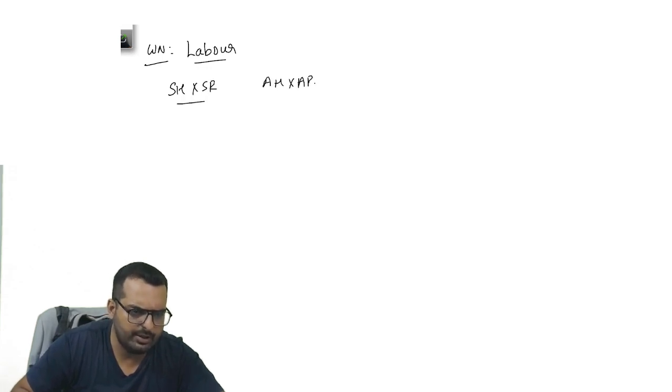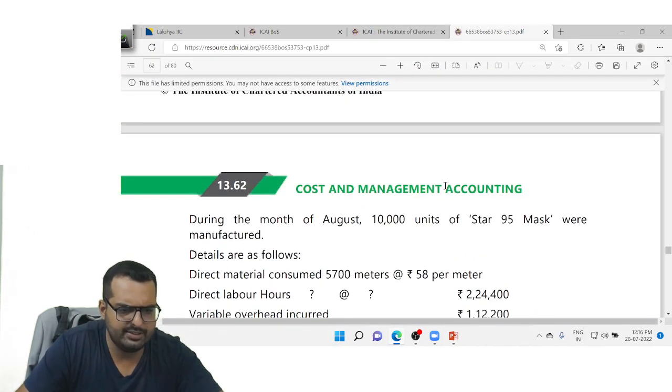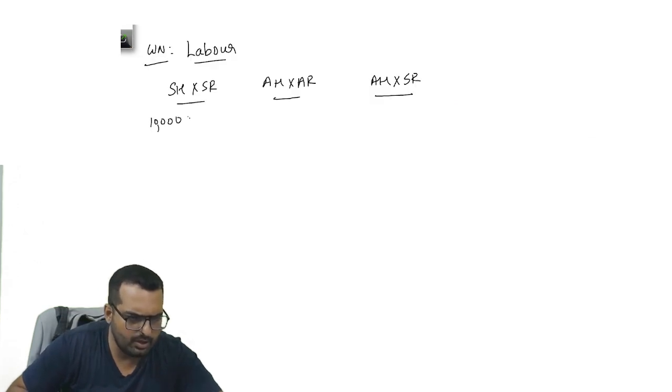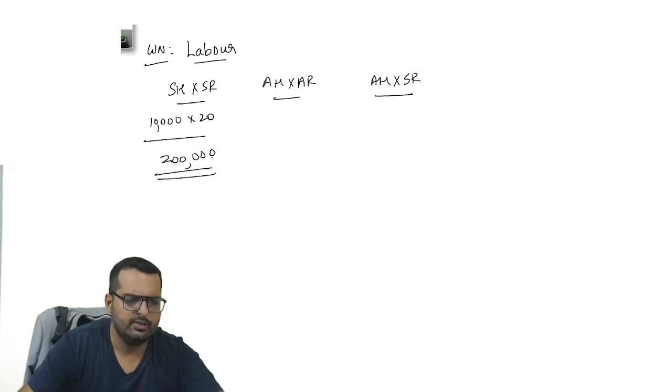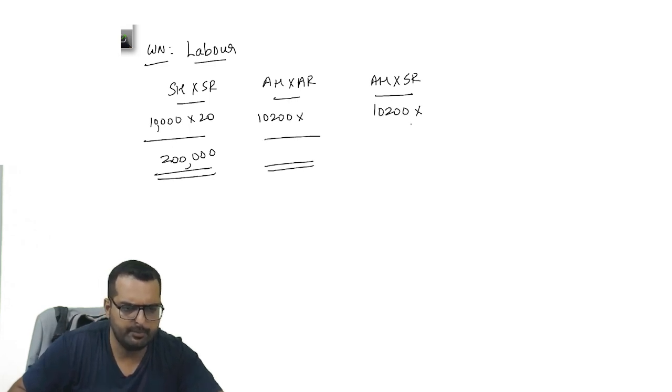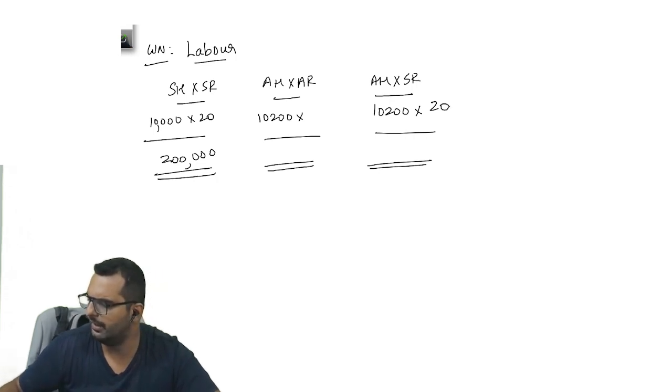Now, listen carefully. SH into SR will be 10,000 hours into 20, and you will get the answer as 2 lakh. All right. So now here, if AH is 10,200, this one will also be 200. And here we have SR also. So it will be 10,200 into 20, which is 2 lakh 4,000.